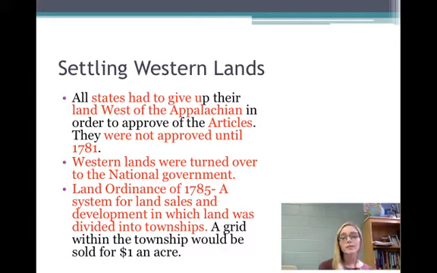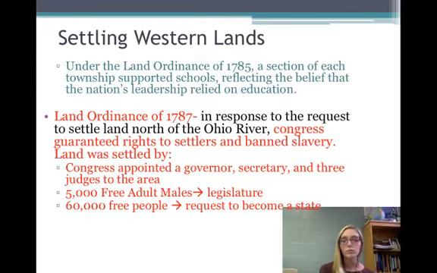The Land Ordinance of 1785 was a system for land sales and development in which land was divided into townships. So this was the way that you could purchase land outside of the Appalachian Mountains. It sold for $1 an acre at that point in time, which was a significant amount of money. So the Land Ordinance of 1785 basically set up a system so that you could settle land outside of the Appalachian Mountains, but it included a fee.